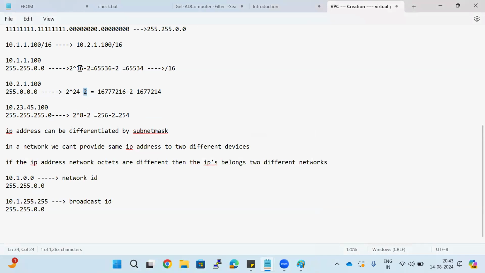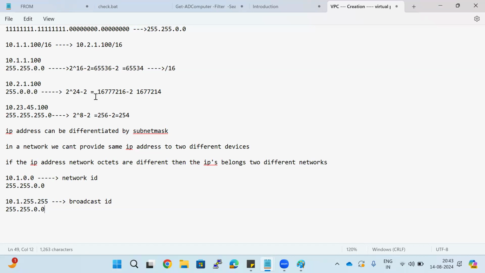So now why have I subtracted 2? Sir, why is 2 power 16 there? Why are you subtracting 2? Nobody asked me this question, so I'm giving you the answer. Because I am deleting these two IDs: one is the network ID and the other one is the broadcast ID. So that's the reason I subtract 2 from each and every subnet whenever I am calculating. Understood?